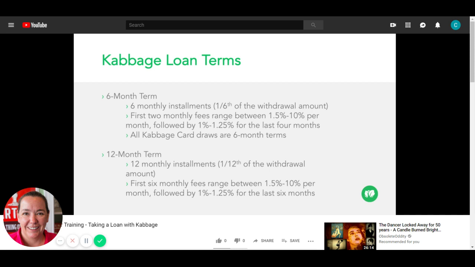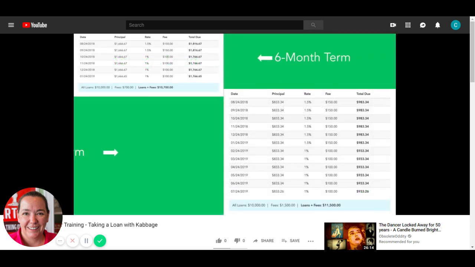Keep in mind that there are no origination fees and no prepayment penalties. So this means the only fees that you will pay are the monthly fees for as long as you keep the line out. That means if you only keep a loan for 1 month, you only pay 1 month of fees. Here is an example of a $10,000 loan in a 6-month term and a 12-month term.